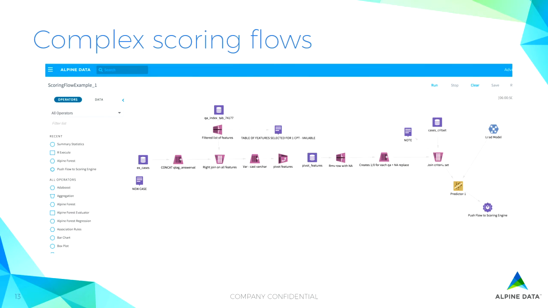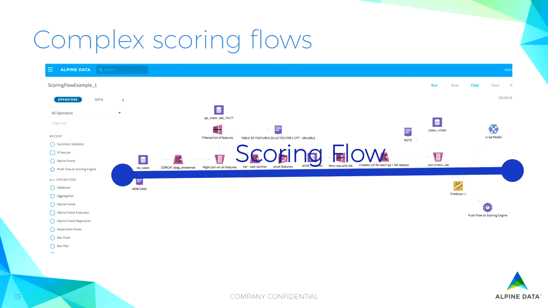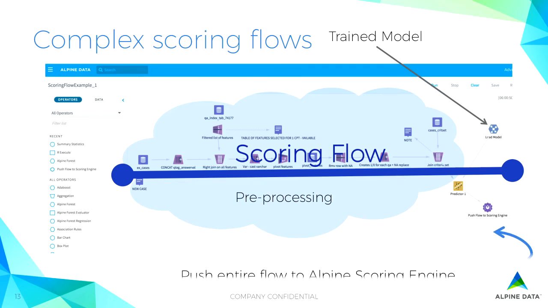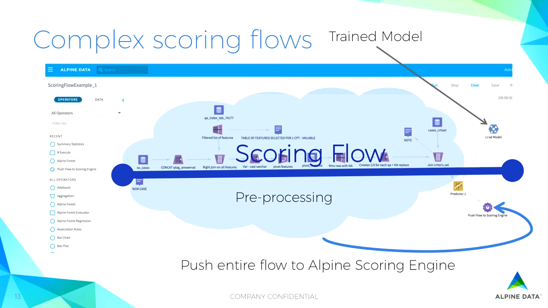Well, this is a more complex scoring flow that we have here. This is the entire scoring flow. At the top right, we have the model that's being imported. This is all the pre-processing. And then we want to capture that entire flow and push that out automatically as a single document. We can already do that at present using Alpine internal model formats.